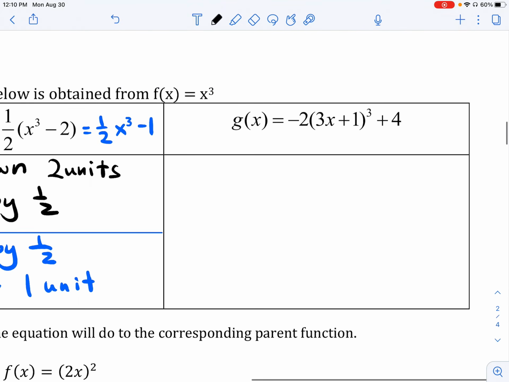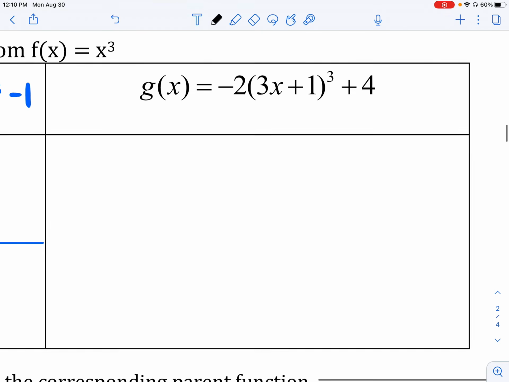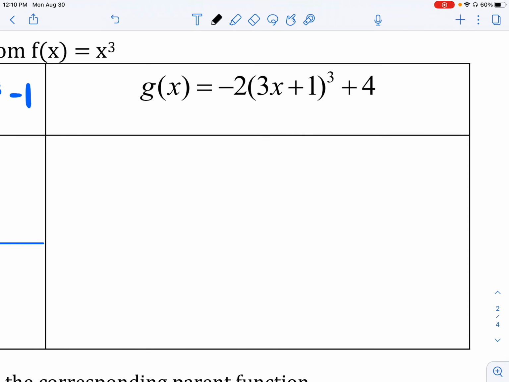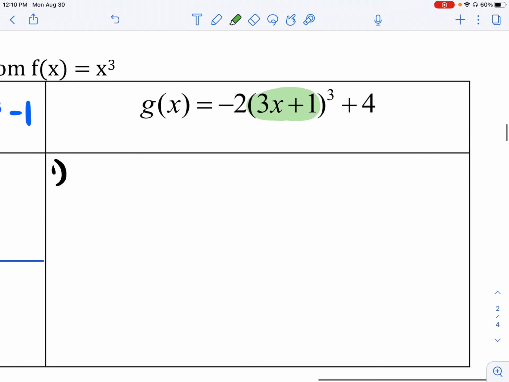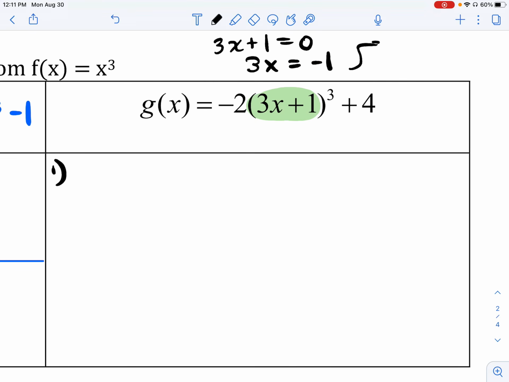Go ahead and pause the video and try this last one now on your own. Well, if you've had a chance to try it, let's discuss it. What I would recommend is to look at what's happening to your argument here, because whenever we're doing transformations horizontally, we always want to set our argument equal to 0, because we're trying to undo or find the inverse operations here. So this is equal to -1, and let me just continue this here. X then is equal to -1/3.